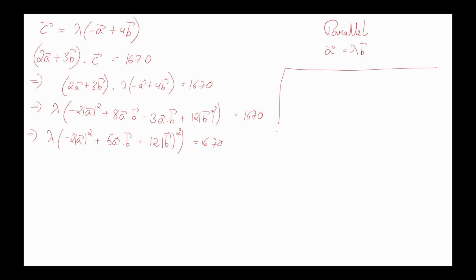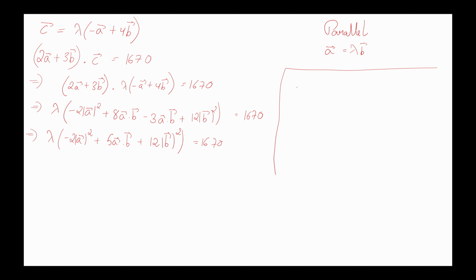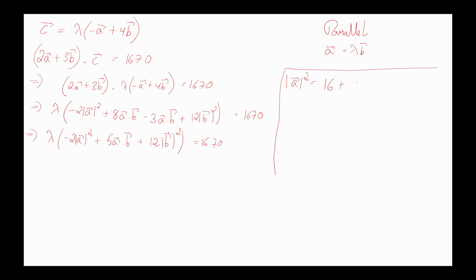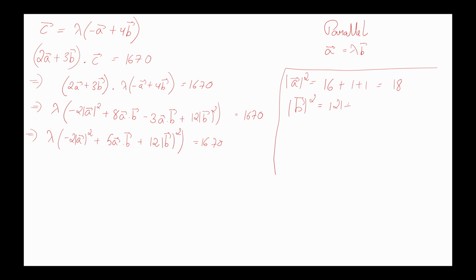Now from here we have been provided with A vector, we have been provided with B vector. So let us find out the values of A vector modulus square. This would be 4 square, which is 16, plus 1 plus 1, which makes it 18. Let us find out the value of B vector modulus whole square. This would be 11 square, which makes it 121 plus 1 plus 1. This would be 123. And let us find out the value of A vector dot B vector. This would be 4 elevens are 44 plus 1 plus 1. This makes it 46.